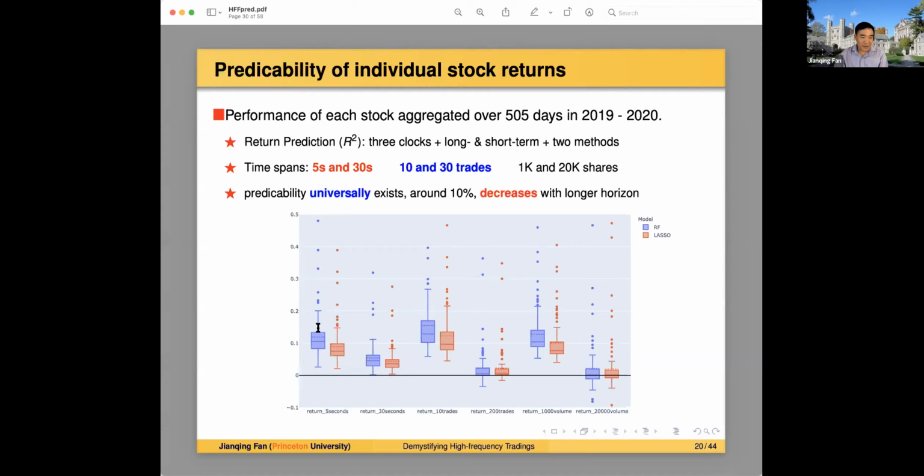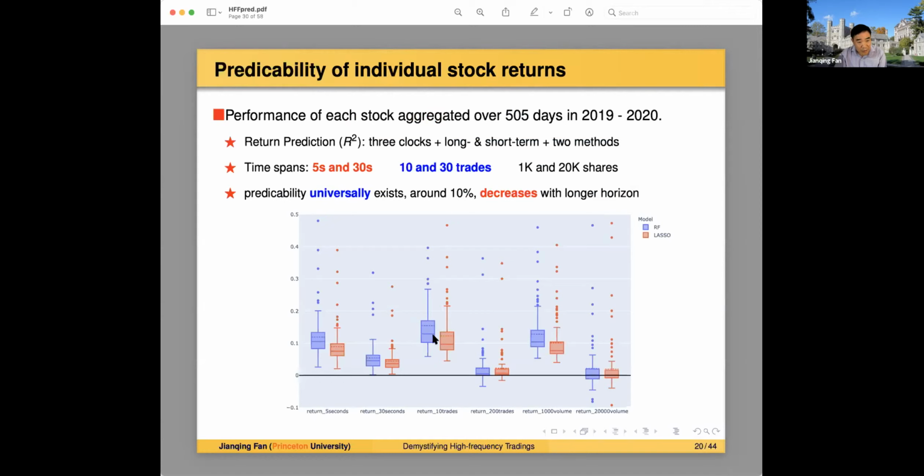This is in terms of calendar clock, right? So I can also use the trade clock, for 10 trades or 30 trades. So this is 10 trades and these are 30 trades, so a short time and a little bit longer time. Again, random forest seems to outperform lasso. And then this is for the volume clock, 1000 and this. So if we look at this, we can easily see that predictability universally exists.